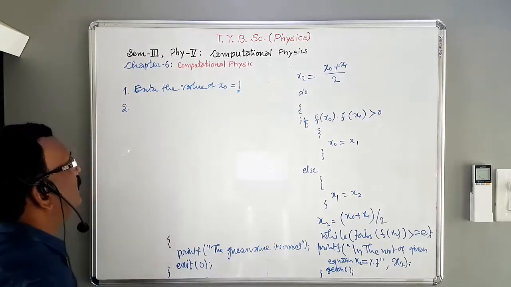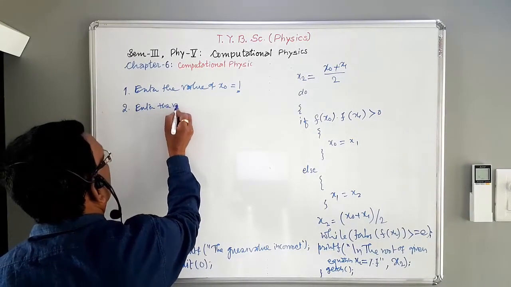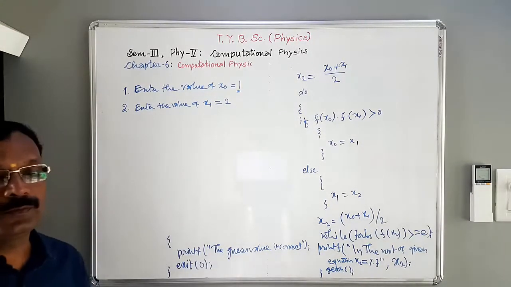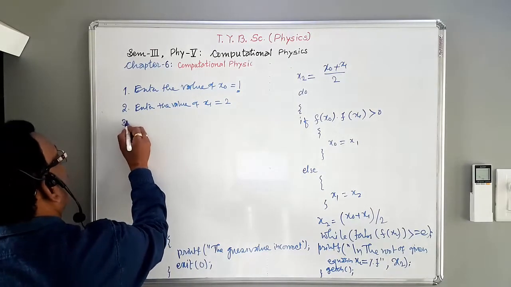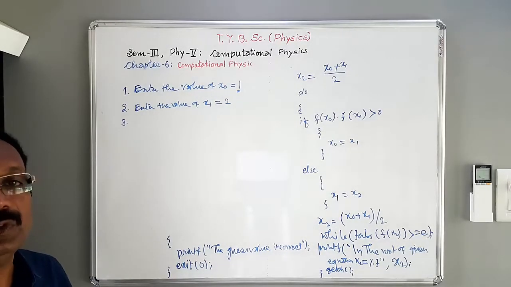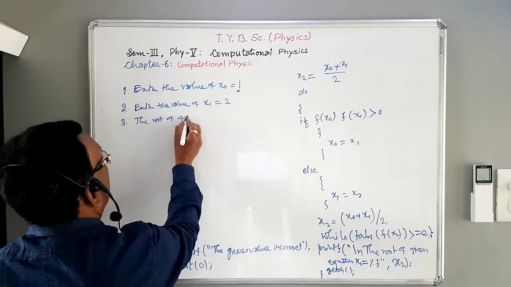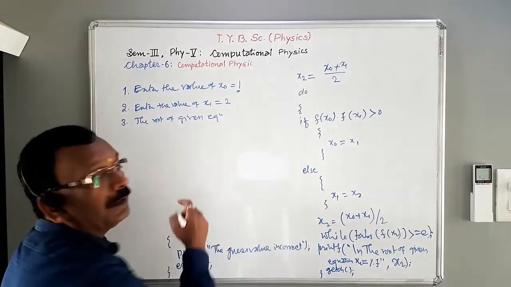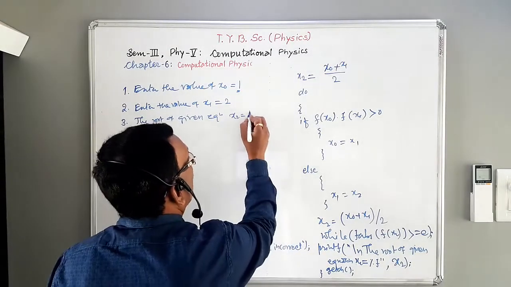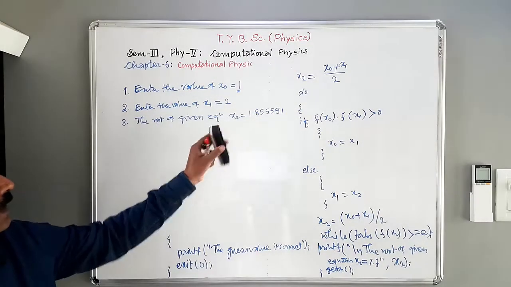the second message is displayed on the computer: enter the value of x1. Suppose we provide 2. Then the third message is displayed: the computer executes the program and gives us the root of the given equation, that is x2 is equal to 1.5855591. This is the result.